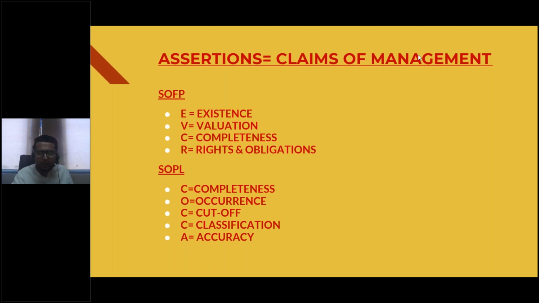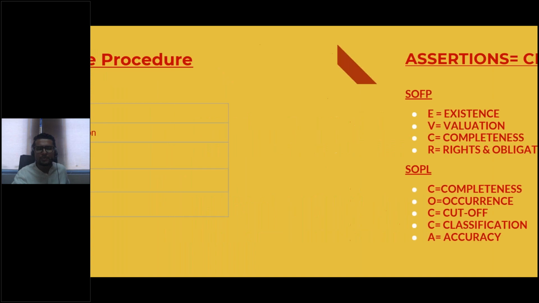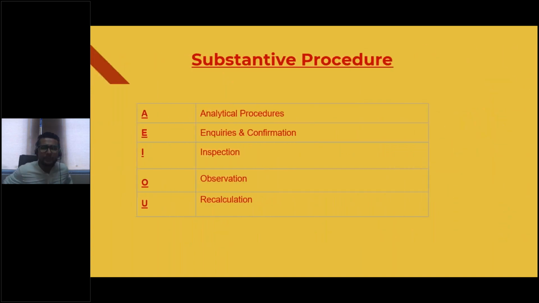Okay, let me quickly recall what I have taught today. We are studying substantive procedures. And when it comes to substantive procedures, we need to apply procedures, and the procedures are AEIOU. A means analytical procedures, which are comparisons, such as comparison of this year's receivable with last year's receivable, comparison of your company's increase in revenue with the industry average, all kinds of comparisons. Comparison of new customers with customer complaints, all kinds of financial and non-financial comparisons.